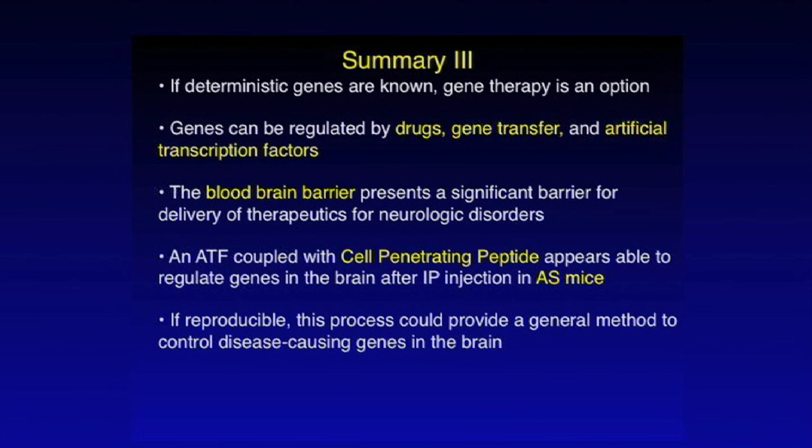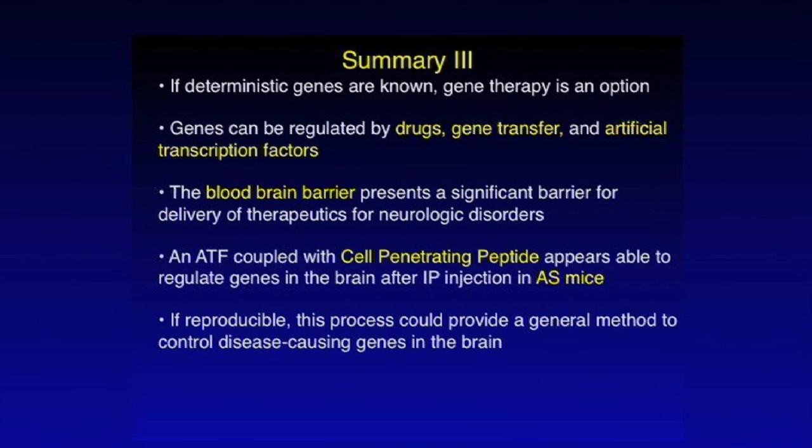So I think that gene therapy could be an option if deterministic genetic information is known, but there's nothing you could do about it. You might be able to do something about it with gene therapy. Obviously a field that's still in its infancy, but I think showing a lot of progress. Genes can be regulated by drugs, gene transfer, and even things like artificial transcription factors. The blood-brain barrier presents a significant barrier for the delivery of a lot of therapeutics for neurologic disorders, whether they be viral vectors or drugs or other things.